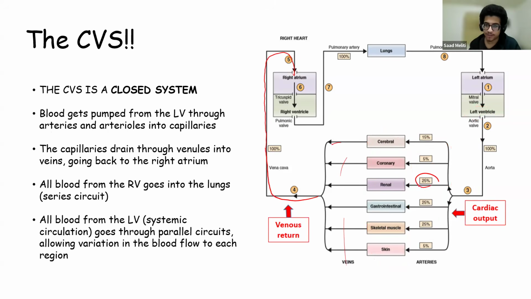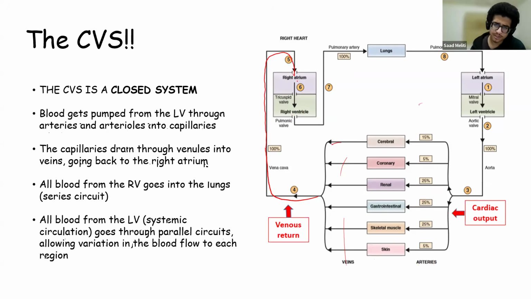So the kidneys are getting 25% of the blood flow. The stomach is getting 25% of the blood flow. The vessels to the heart, which are the coronary vessels, are getting only 5%. And this is something we can control and something I'm going to explain later down in the lecture. But we control this through constricting and dilating the arterioles, okay? So these things are what control the blood flow to each different organ, okay?